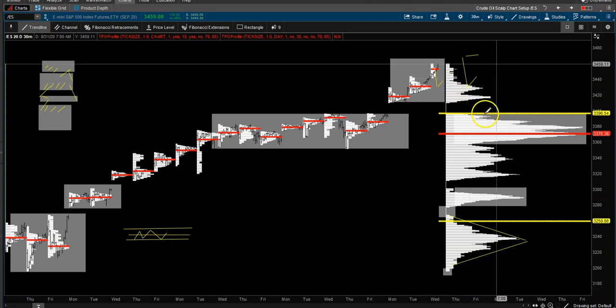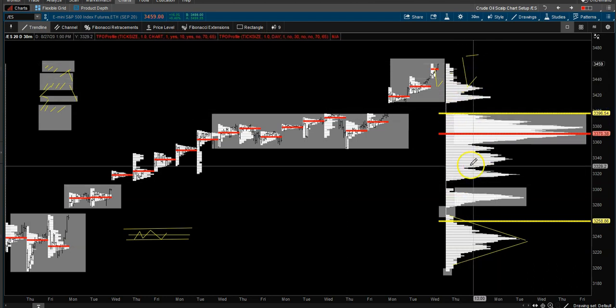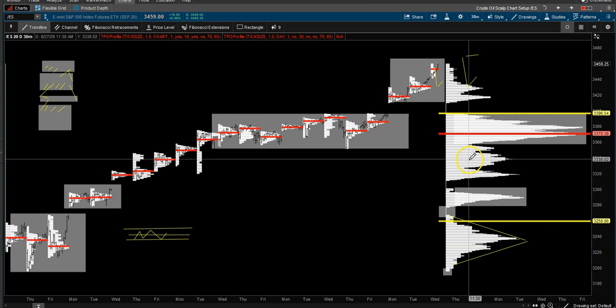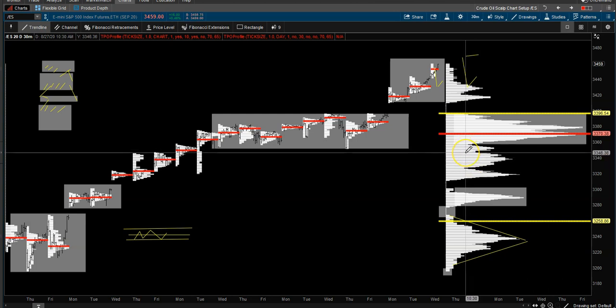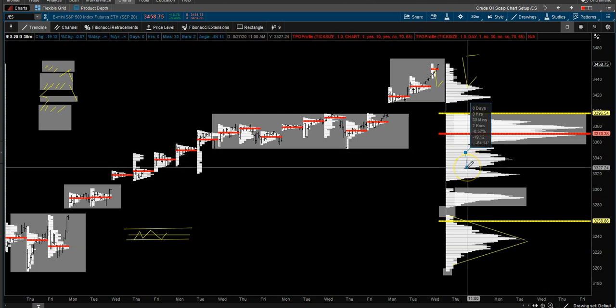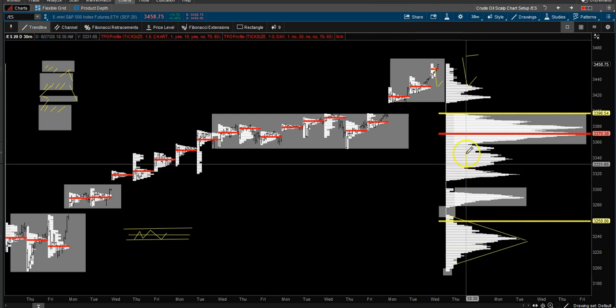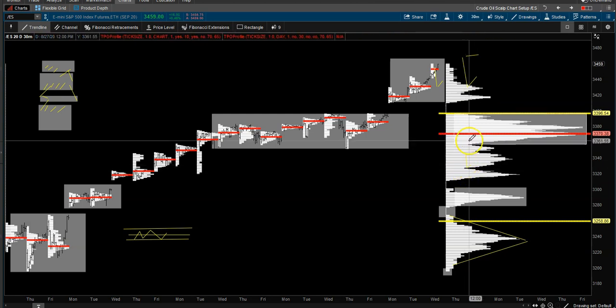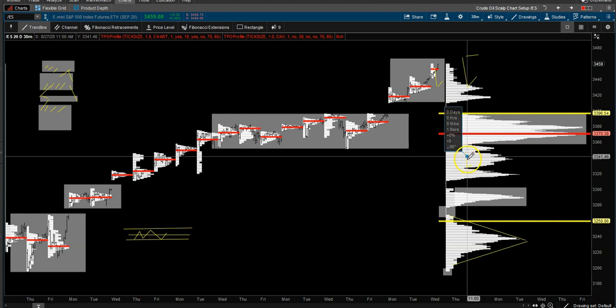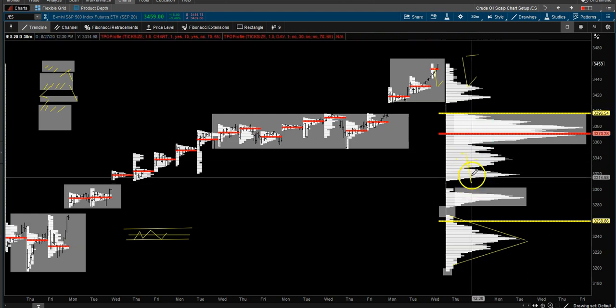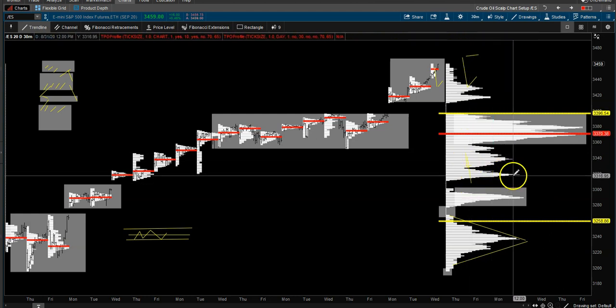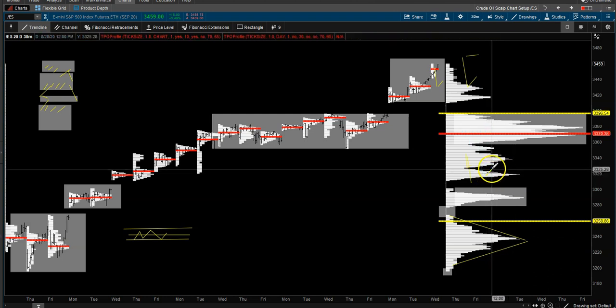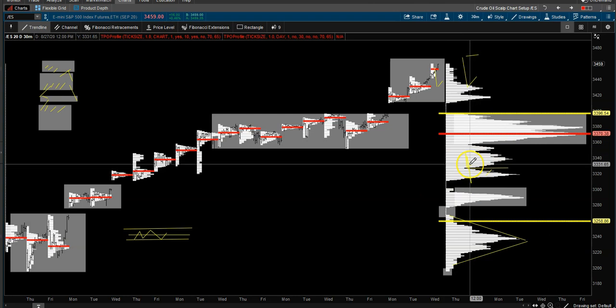Now, with low volume nodes, you have one of two things that will happen. You'll either come down, touch it, and bounce, maybe hitting it right at that perfect spot. Or you'll see price come down and blow right through, usually to the next high volume node, and then you'll see a bounce, and it'll probably bounce right back up to the low volume node. That's a lot of times what will happen.